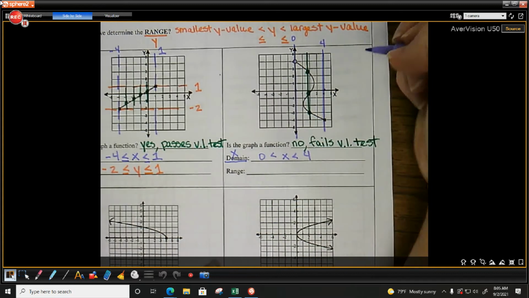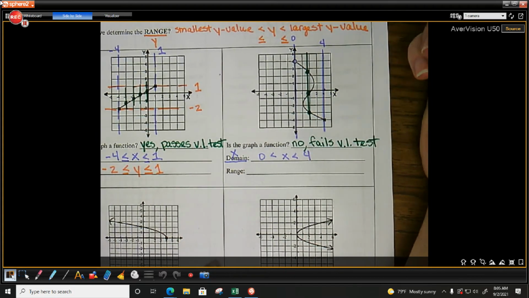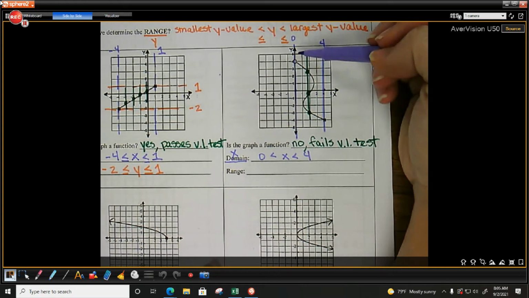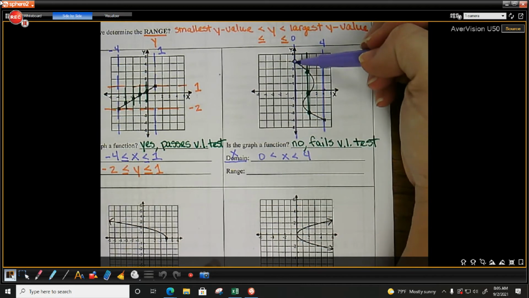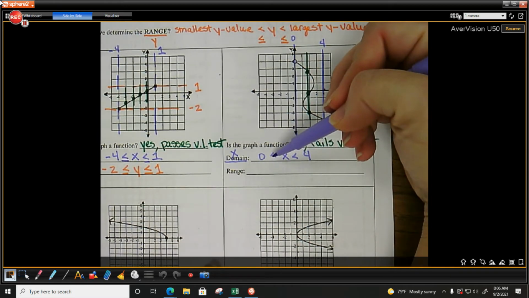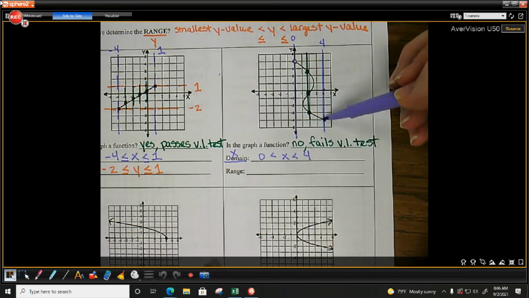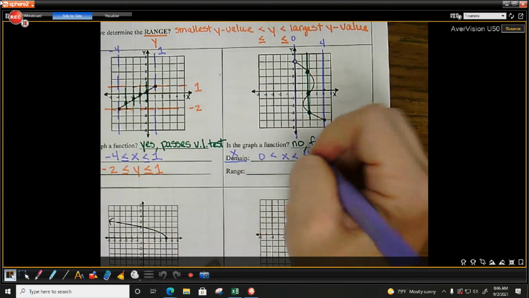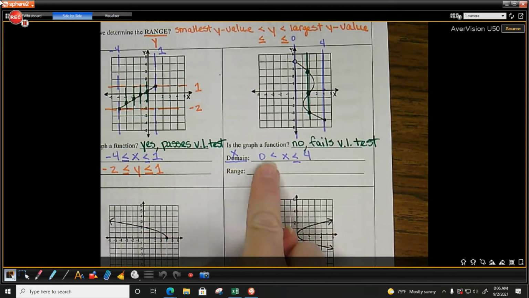Now we need to determine if we should put equal to's. What kind of dot do I have at 0? Open. Do I put an equal to then on my 0 inequality? No. What kind of dot do I have at 4? So do I put an equal to? Yes. So is it okay to have one without an equal to and one with? Yes. Okay.